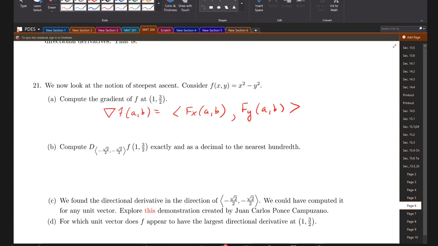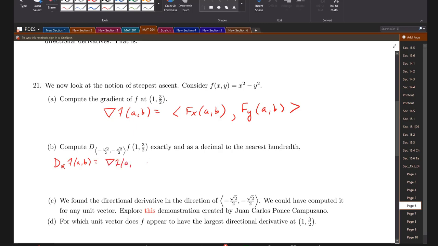So we're going to look at some of the consequences of the gradient vector today. This is how we compute it. What's a little bit confusing is the gradient vector also gives us a way of computing the directional derivative. If I wanted to compute the directional derivative at a point, we're going to evaluate the gradient at that point and dot it with our directional vector that we're looking for the directional derivative in.